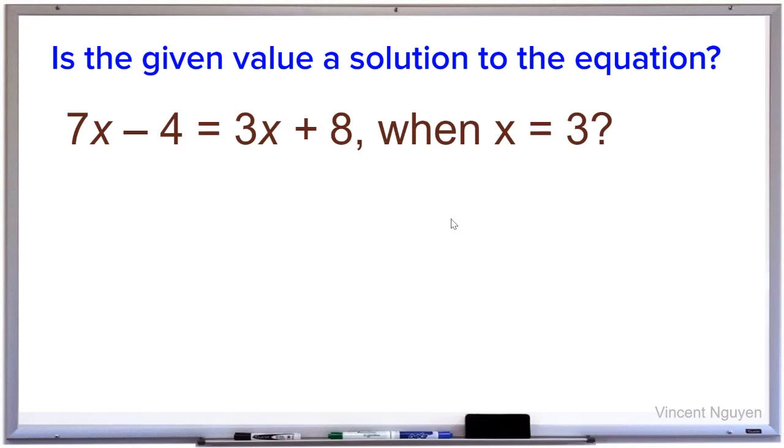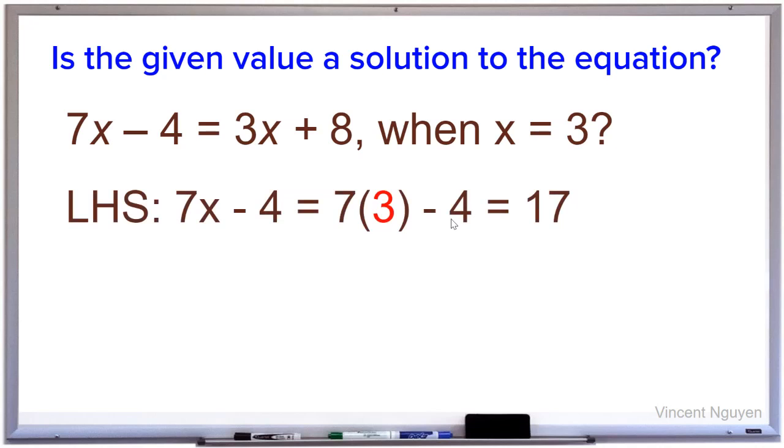So what do we do? Well, we're going to work on the left-hand side here. And the left-hand side is 7x minus 4. What we do is we take this 3 that they said x was, and we substitute it in where x is. So this becomes 7 times 3 minus 4. Well, 7 times 3 is 21. 21 minus 4 is 17. So now that's the left-hand side.